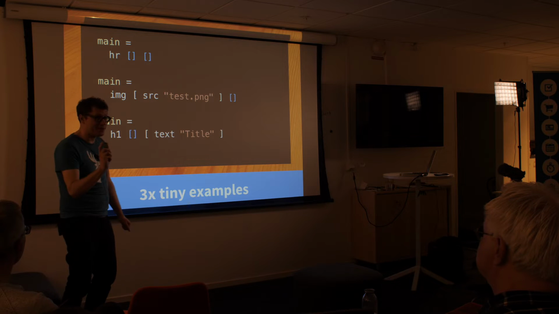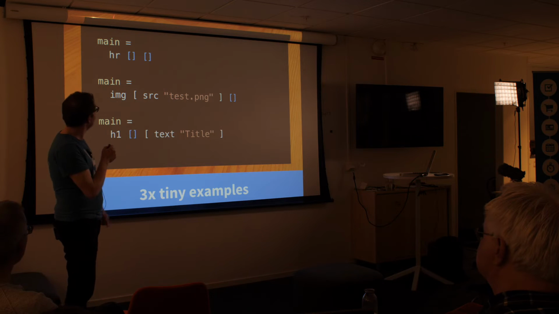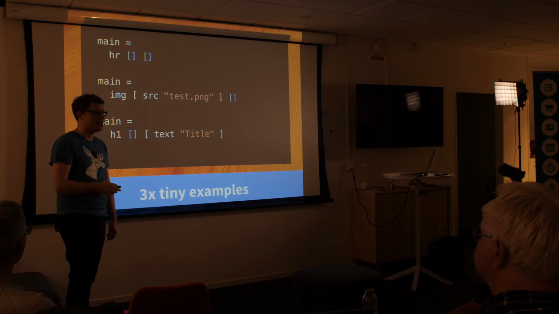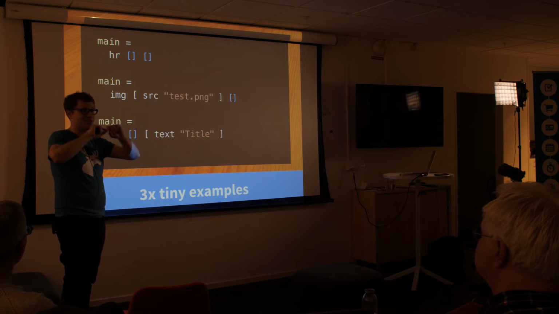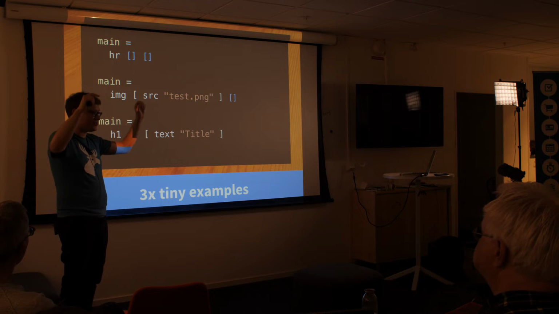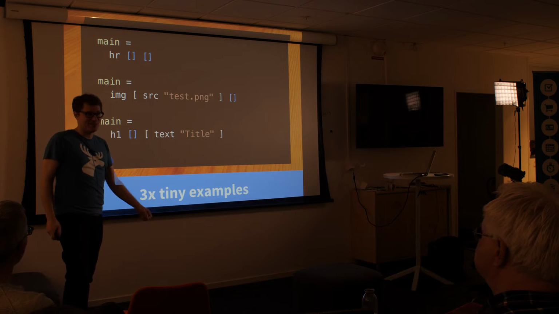A few even simpler examples. So here we have a super small Elm application. It's a main function, no arguments, and it calls the HR function, no attributes, no children. So an HR, horizontal ruler. It's just this horizontal line you've seen sometimes. Not used very often in HTML5, but in older websites it was a good way to divide content.